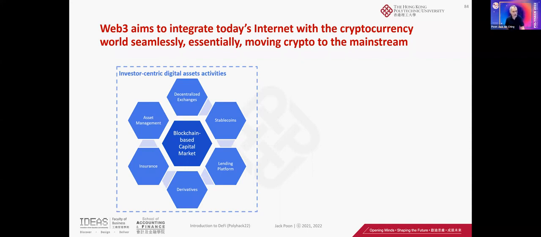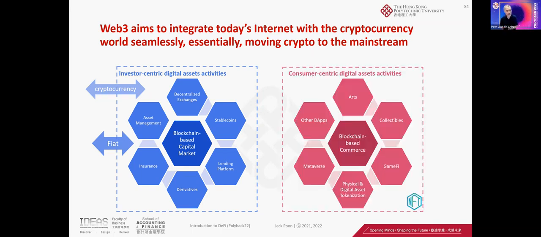On the left side, what you're seeing is more of an investor-centric view of all the digital asset activity, something we have been discussing in the last 1.5 hours. All the cryptocurrency trading, decentralized exchanges, stablecoins, lending platforms, all these things that go on. With whatever is going on, we know that the cryptocurrency is moving out of these platforms, and so it's fiat.